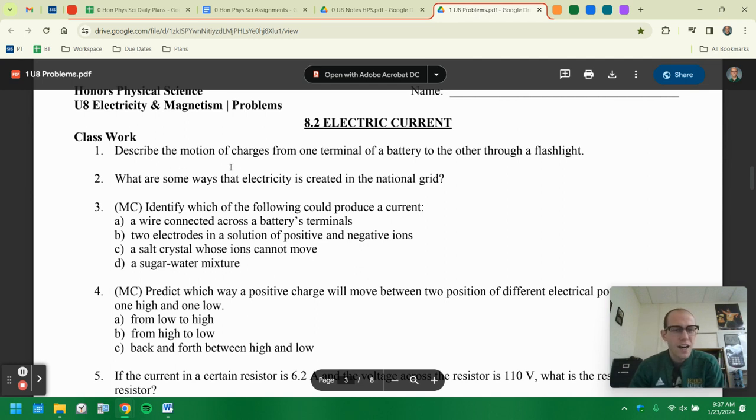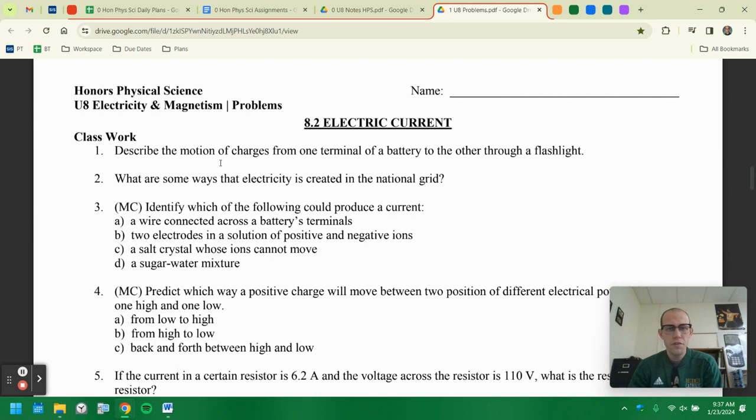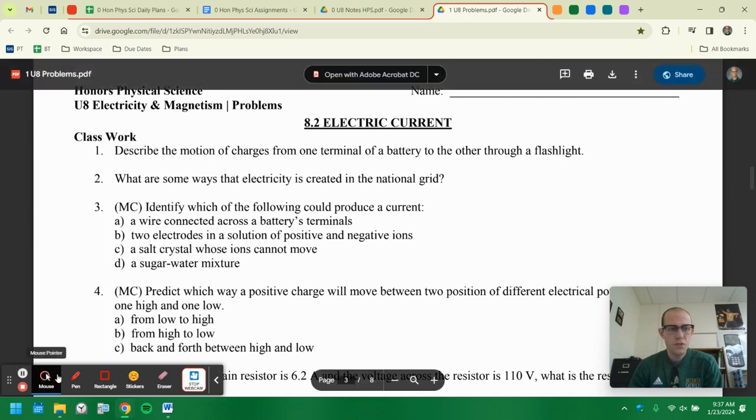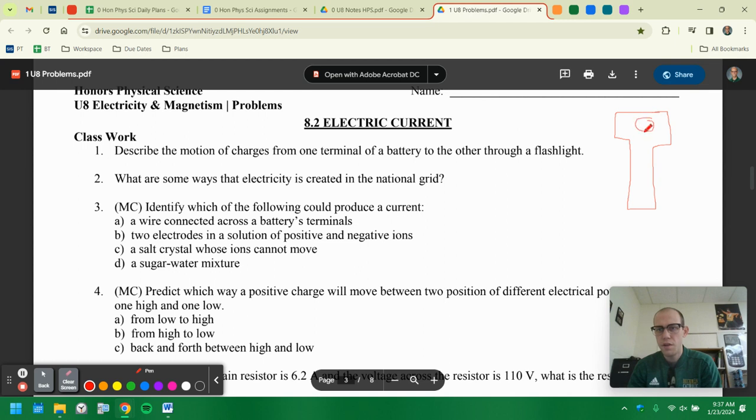Again, describe the motion of charges from one terminal of a battery to the other through a flashlight. So if I were to draw a flashlight here, I would have a box, battery would go in there, and here's my light bulb. It probably can be screwed in, and there's a little notch at the bottom. Here's my battery. It's positive at the top, negative at the bottom.